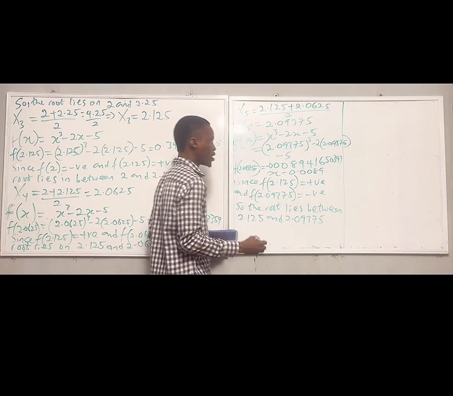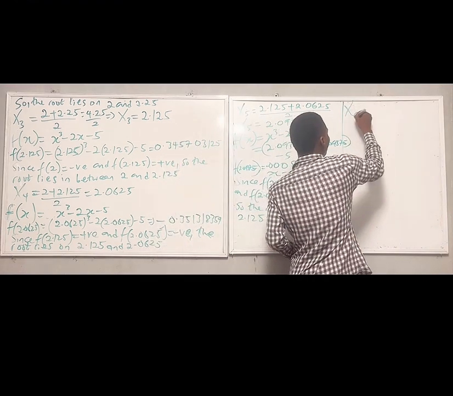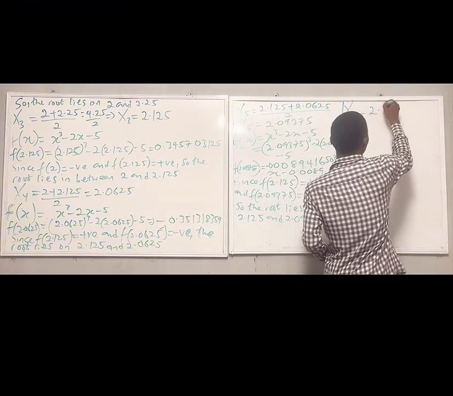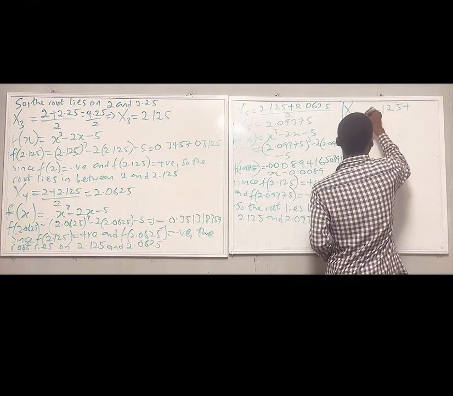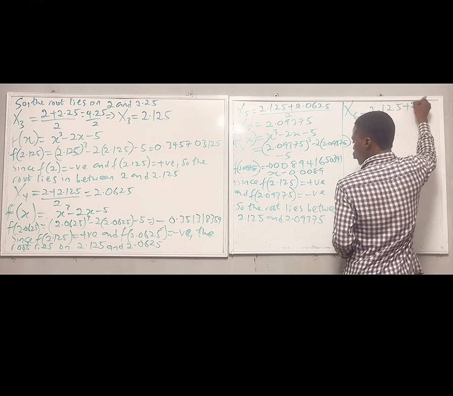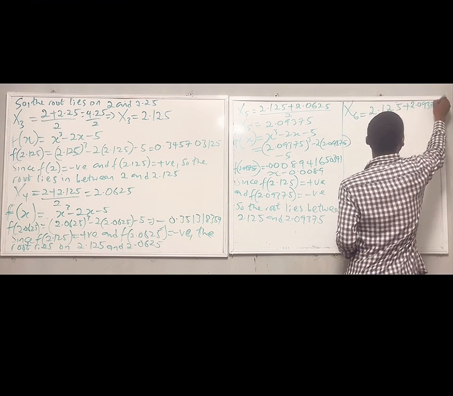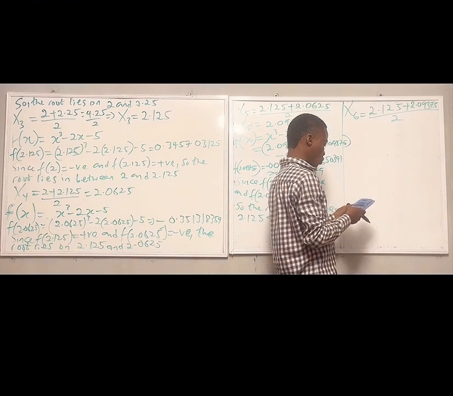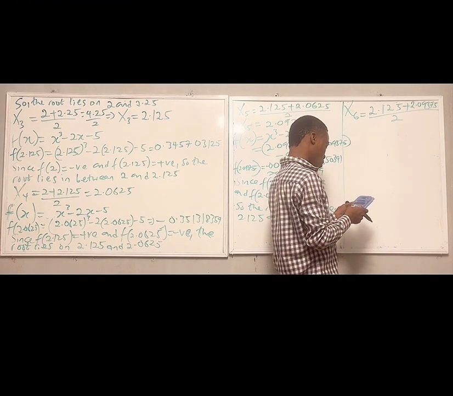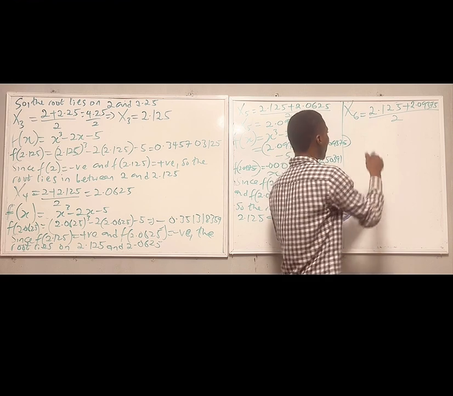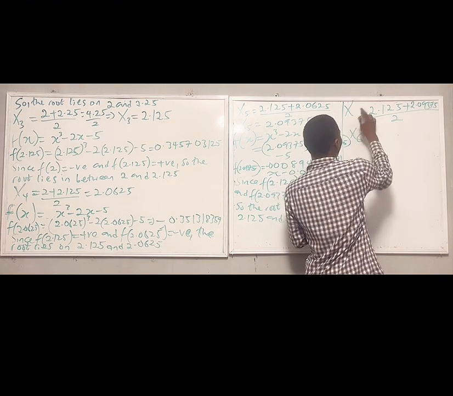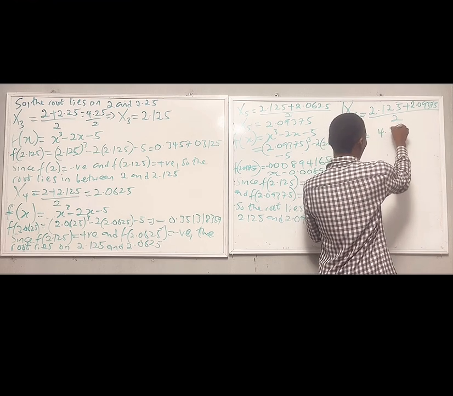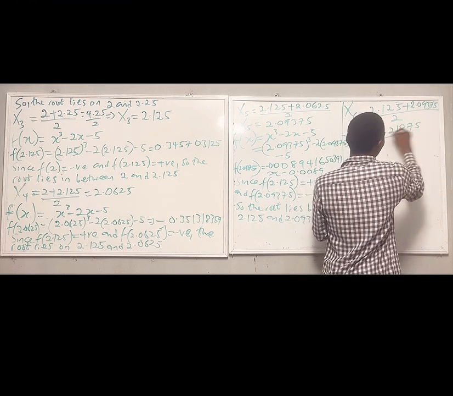So for me to get my x6, it will now be a plus b over 2. This is our a, this is our b. So 2.125 plus 2.09375, all over 2. So I have my x6, that is, the 6th approximation, equals 4.21875 all over 2.